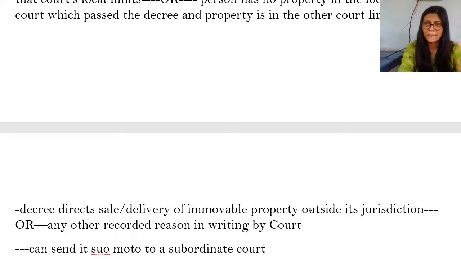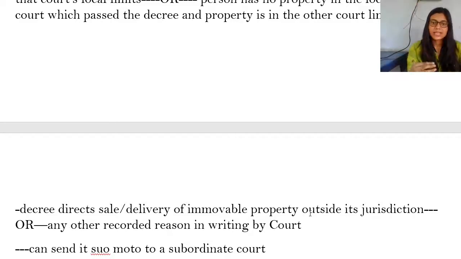Now, when such a thing happens, what can that court do? It can send it, or it can suo moto, by its own self, send it to a subordinate court. If it is a court of a higher jurisdiction, like a district court, then it can say, okay, I will send it to a particular civil court under my jurisdiction. It is subordinate to me, I feel that civil court will be better able to understand and deal with this issue, so I'm sending it there.